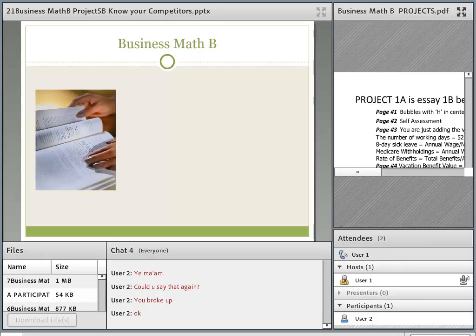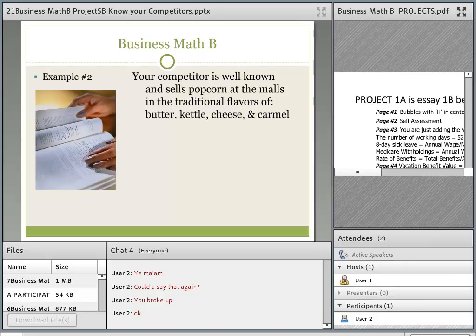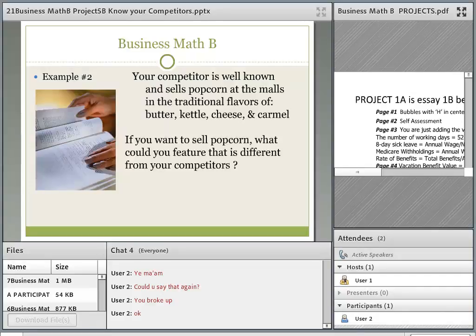So we're still studying and researching. So here's another example. Your competitor is well known and sells popcorn at all the malls. And of course, they have the traditional flavors of butter, kettle, cheese, and caramel. If you want to sell popcorn, what could you feature that is different from your competitors? Can you think of any?